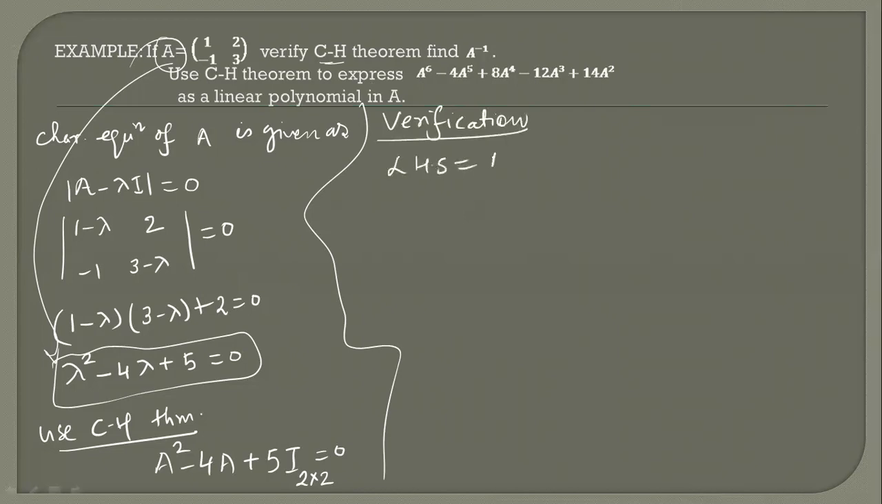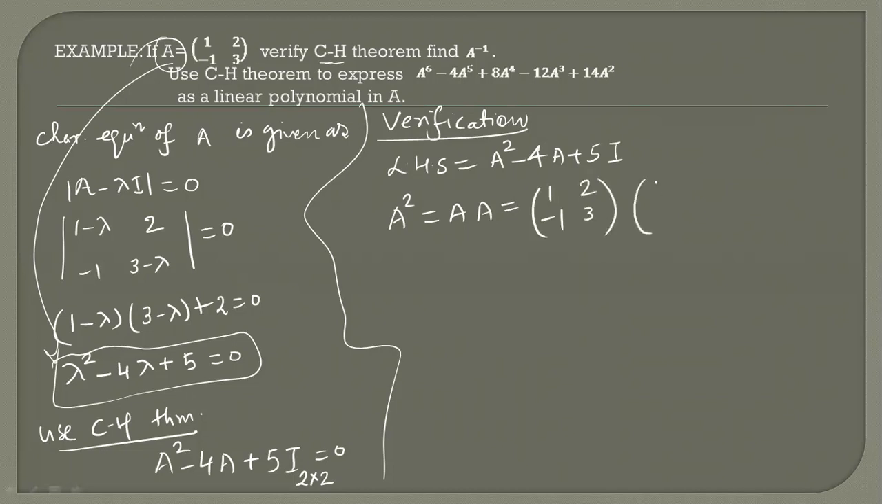LHS is A square minus 4A plus 5I. A square will be given as A into A. It will be [1 2; minus 1 3] times [1 2; minus 1 3]. If you multiply these two matrices, you will get [minus 1, 8; minus 4, 7].